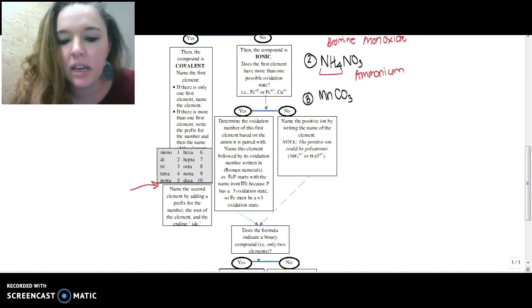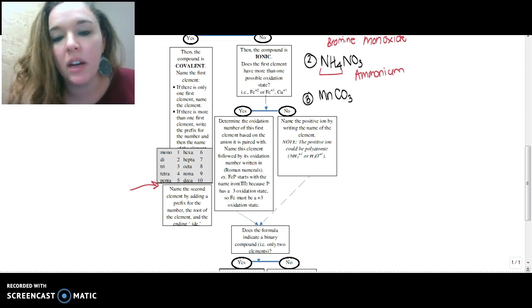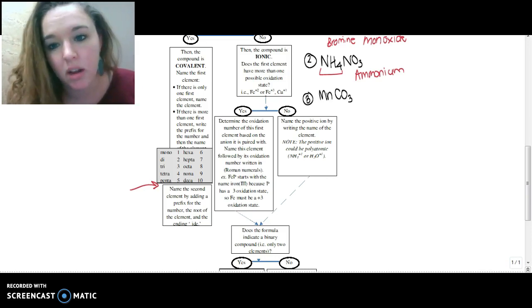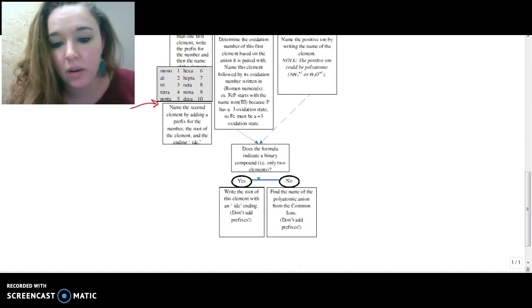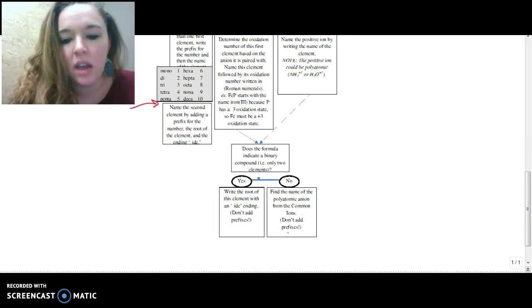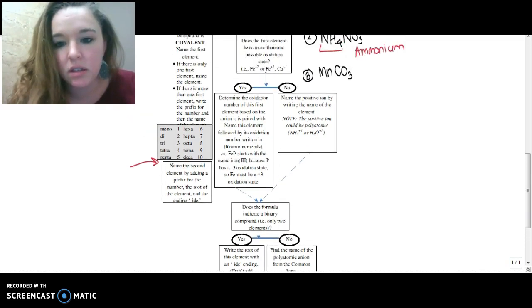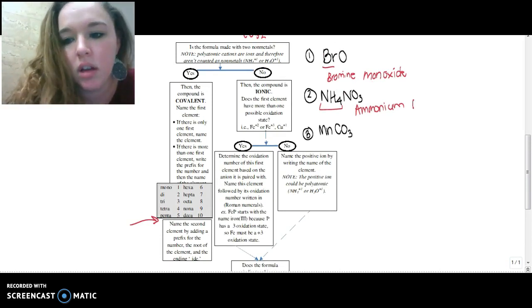Then it says, does the formula indicate a binary compound, i.e. contains only two elements? And in this case, the answer is no. Binary would be something like NaCl, where there's one metal and one nonmetal. But in this scenario, we have a polyatomic cation and a polyatomic anion. So we're going to answer no to that question. So then it says, find the name of the polyatomic anion from the common ions. Don't add prefixes. So we've got NO3, which is nitrate. And you end up with ammonium nitrate.